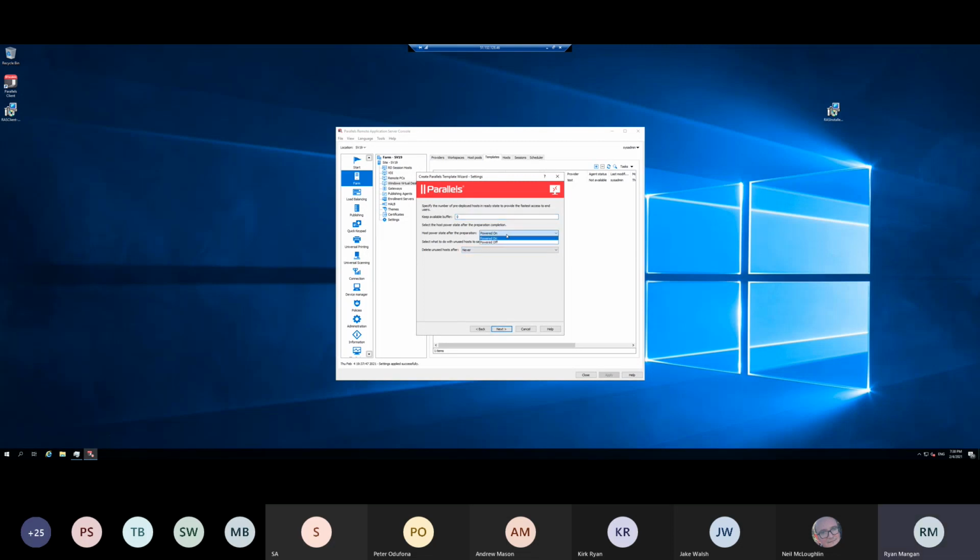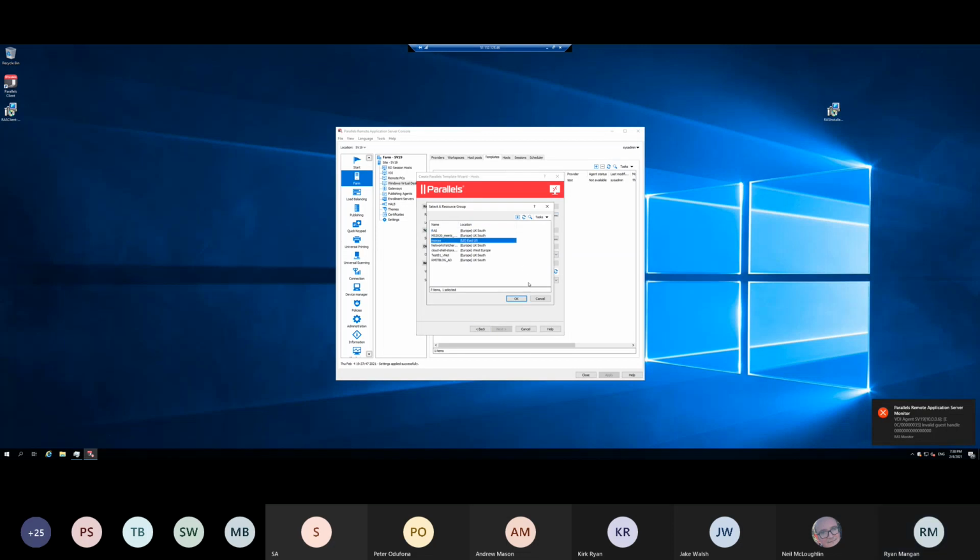And then there are things like power state after preparation. You can delete unused hosts. There's a cleanup process you can put in there, and you can do the buffer settings as well. In this case, I'm just going to go on the fly. Then you can select a resource group. You can select a size.